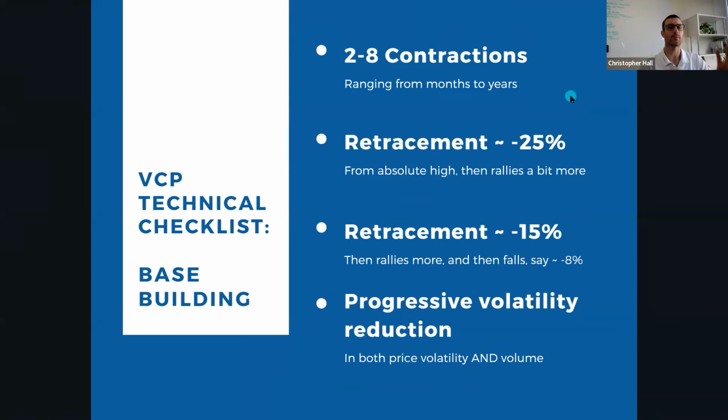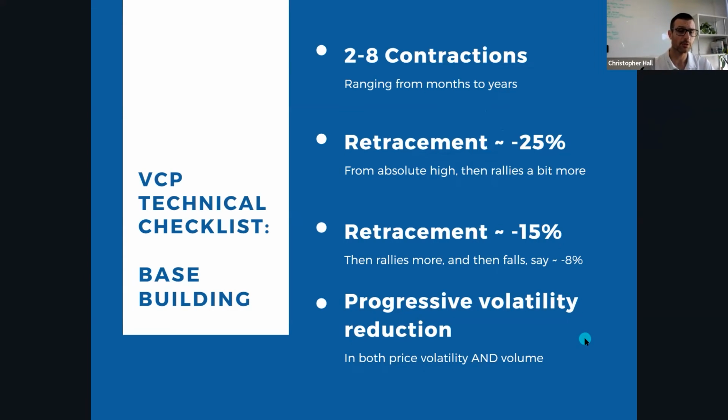And when we look at this, we're going to have some examples. He's mentioned 2 to 8 contractions that we looked at before, and that's ranging from months to years. It can take, say, 2 months to have 2 or 3 contractions, or it can be years where we have 4, 5, 6, sometimes 8 contractions. We'll show you what those contractions look like. You want to have a retracement. Generally, about 25% is a good retracement. So from the rally up, it retraces about 25% from that absolute high where it pinpoints and crumbles back from. Then it rallies a bit more, maybe a 15% rally, and then it contracts, say, 8%. And then you're seeing that tighten up significantly. That's where you're seeing that contraction. The rally, 25%, 15%, and then 8%.